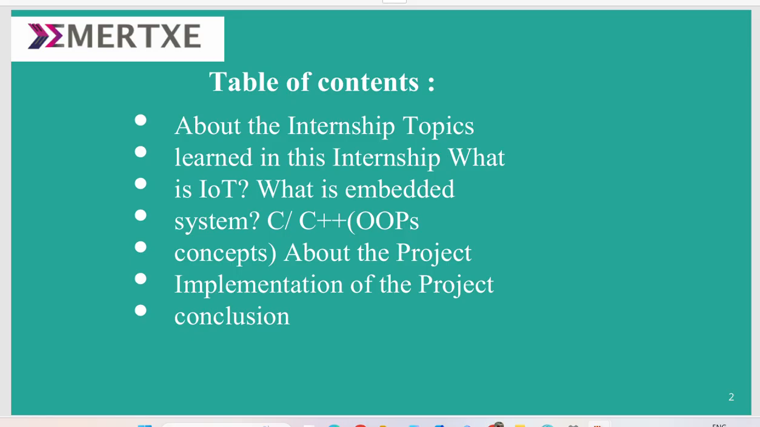This presentation contains a table of contents. I will explain the internship concepts I learned, IoT and embedded systems, project overview, hardware and software used, project implementation, how the project was evaluated, what resources and tools I used, and finally the conclusion and future scope of this project.